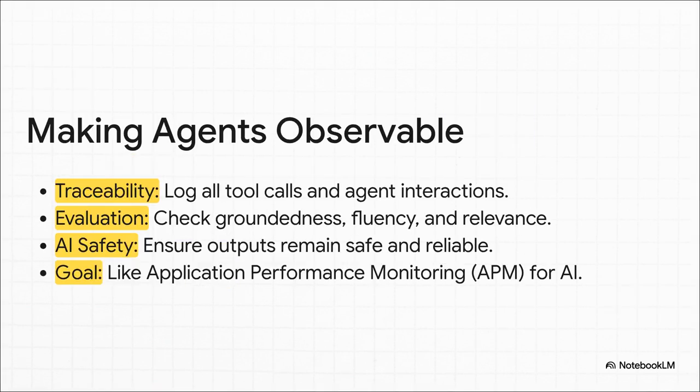So how do we crack open that black box? You make the agent observable. Now in Azure AI Foundry, this means a few key things. Traceability lets you log every single action the agent takes. Evaluation metrics are there to check if its responses are factually grounded and actually relevant. And AI safety tools act as these crucial guardrails. The goal here is really simple to understand. It's basically application performance monitoring, APM, but for your AI.